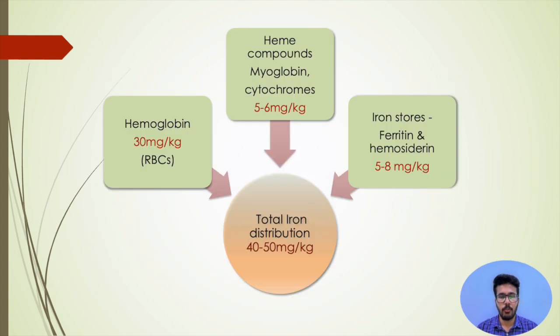Coming to the distribution of iron, iron is present in hemoglobin, which comprises 30 mg per kilogram. Iron is also present in heme compounds like myoglobin and cytochromes, which comprise 5 to 6 mg per kilogram. And finally, the iron stored as ferritin and hemosiderin comprises 5 to 8 mg per kilogram, in total contributing to a total iron distribution of 40 to 50 mg per kilogram.